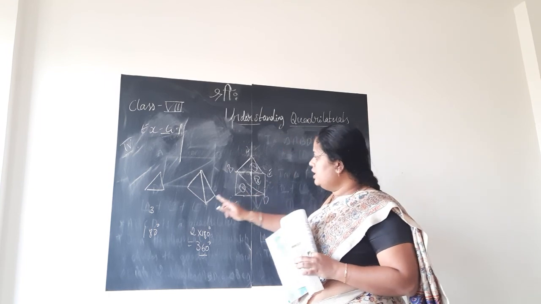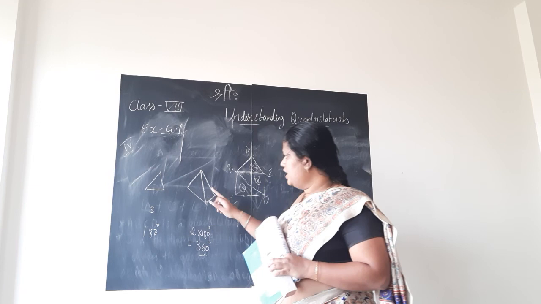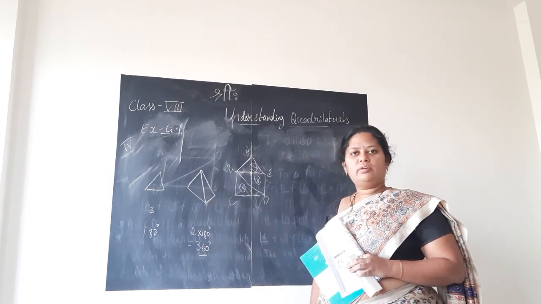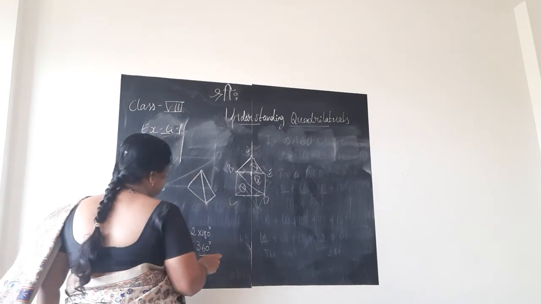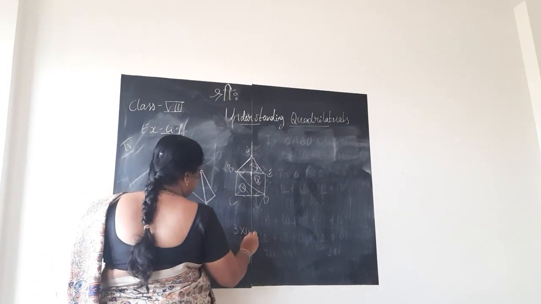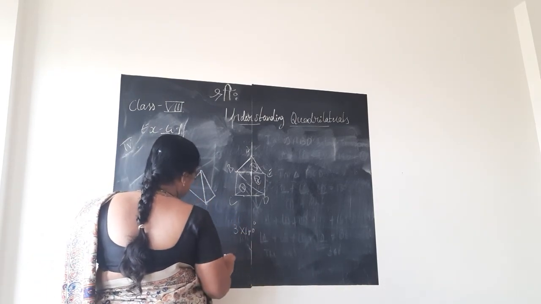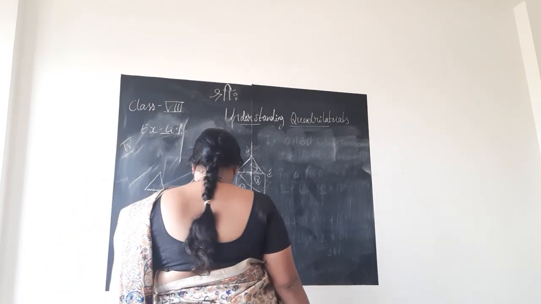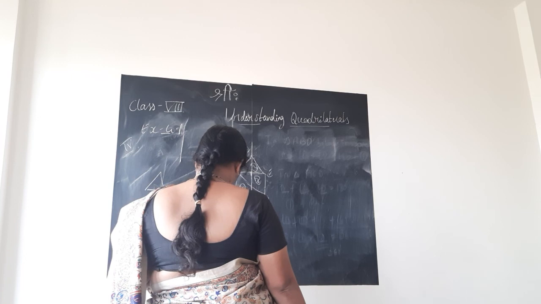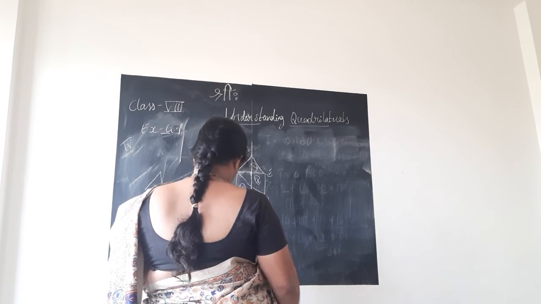So, one triangle is 180 degree, quadrilateral 2 triangles is 2 times 180, that is 360 degree, pentagon is for 3 triangles. So, 3 into 180 degree if I do, how much is 18 3s? 540.